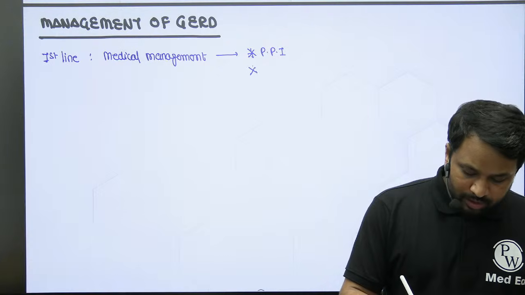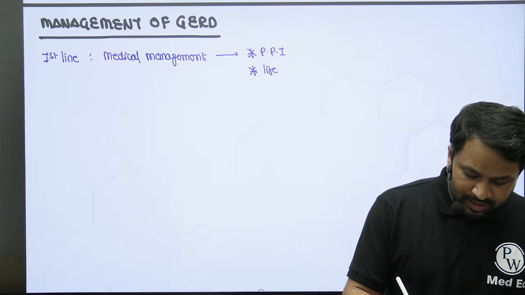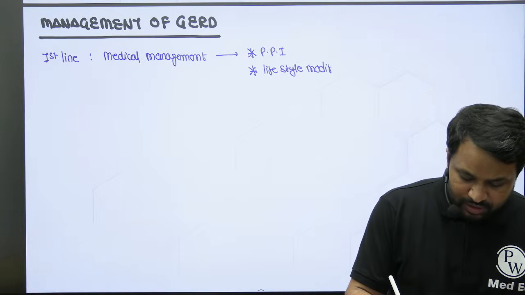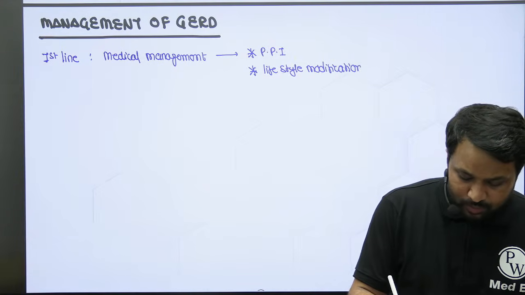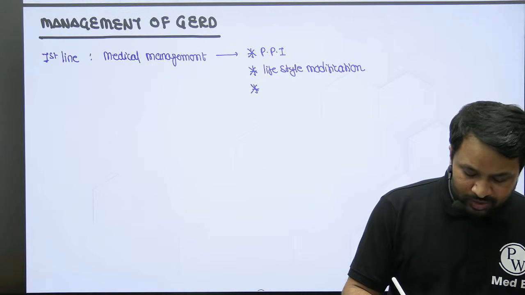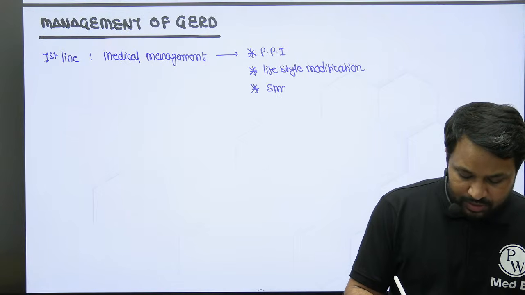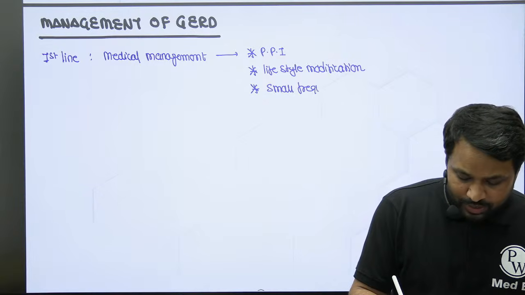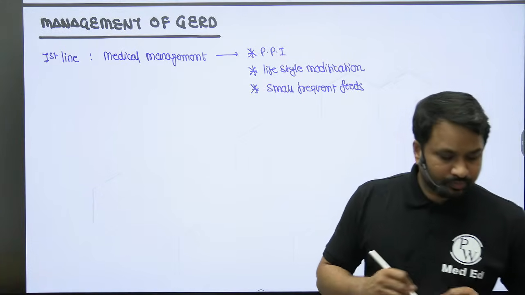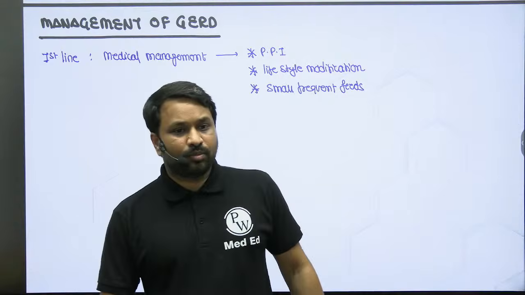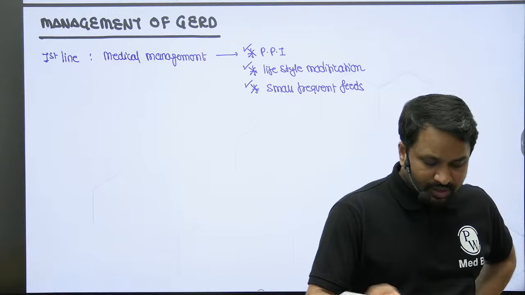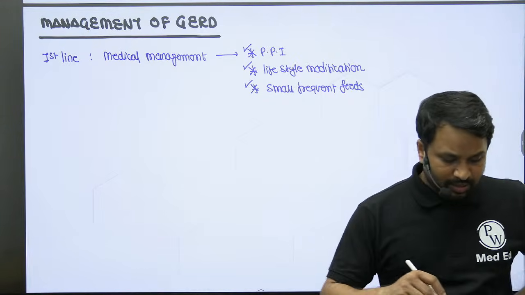Along with proton pump inhibitors, I will advise lifestyle modification. In the lifestyle modification, I would ask the patient to reduce weight, quit smoking, no alcohol and all that, and then regulate the diet also. In regulating the diet, I will advise the patient to take small, frequent feeds, not to load the stomach. Right? So it is going to be your proton pump inhibitors, lifestyle modifications, as well as small frequent feeds. All these should be taken as medical management.